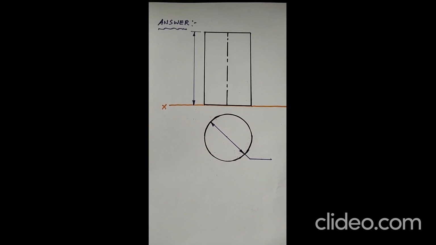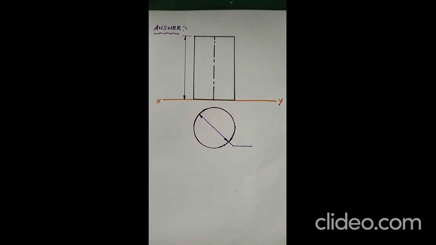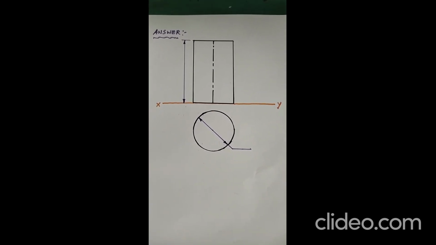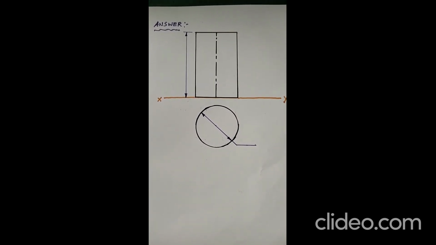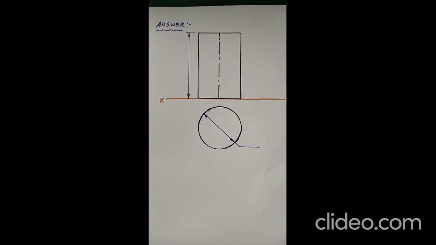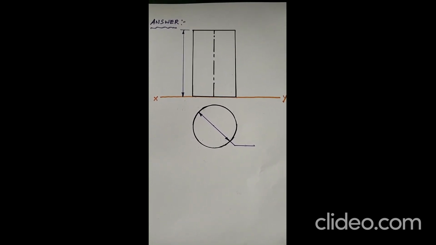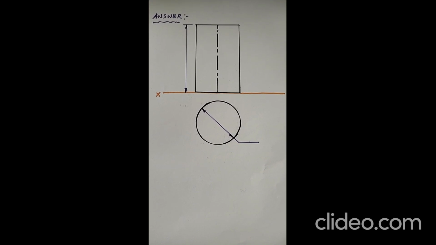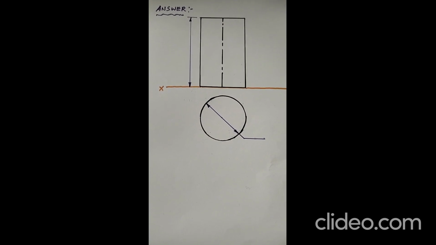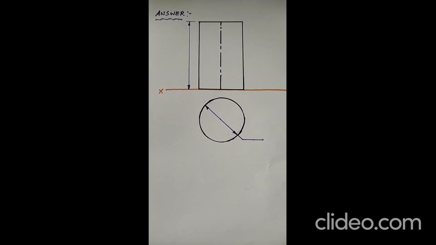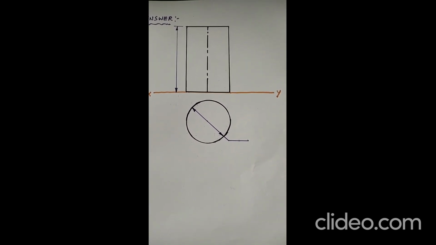Okay friends, here we have come to the answer part. All of you can see the XY line representing the intersection of VP and HP, as we always do. The top view is a circle and the front view is a rectangle. Now all of you go to your imagination of the cylinder question we have just discussed. The top view of a cylinder, we can easily imagine it to be a circle. That too, when it is simply resting on the horizontal plane, it is going to be a perfect circle like what we have drawn here below the XY line as top view.